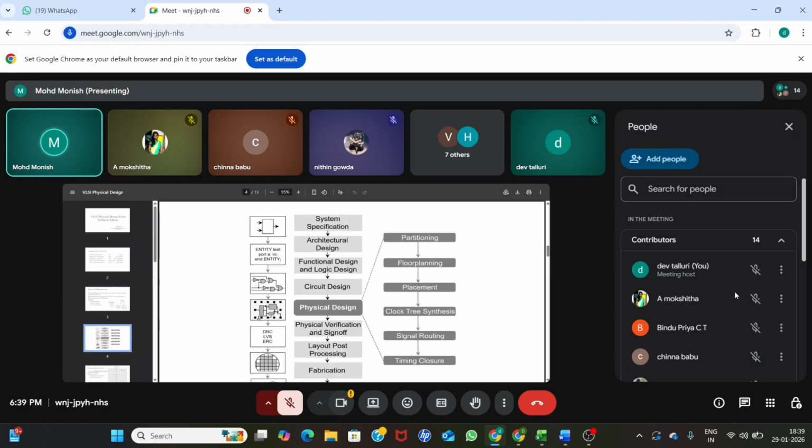Then physical design is performed. Physical design converts the synthesized netlist into the physical layout, with steps such as partitioning, floorplanning, placement, clock tree synthesis, signal routing, and timing closure. These steps describe the exact position of the cells, clock distribution, and interconnections on the chip.